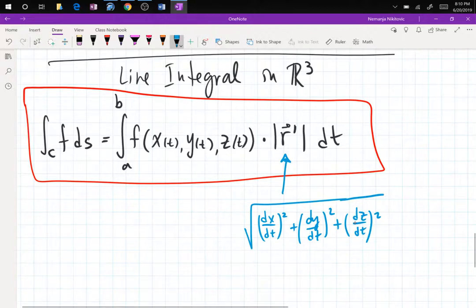Is anyone seeing the velocity vector there, the speed? If vector r is the path, then r prime is the velocity, and the absolute value of velocity is speed. So that's what that is. It's speed right there. You can replace it with v if you want to. I think they actually will replace it eventually in the book.